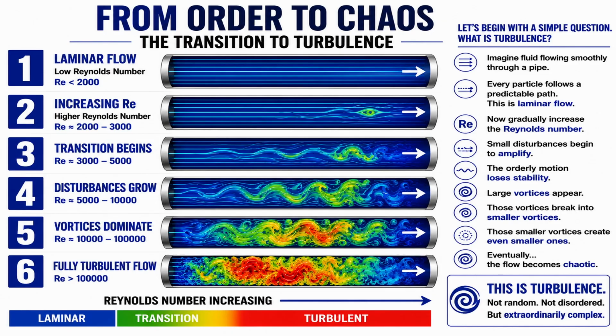What is turbulence? Imagine fluid flowing smoothly through a pipe. Every particle follows a predictable path. This is laminar flow. Now gradually increase the Reynolds number. Small disturbances begin to amplify. The orderly motion loses stability. Large vortices appear. These vortices break into smaller vortices. Those smaller vortices create even smaller ones. Eventually, the flow becomes chaotic. This is turbulence. Not random, not disordered, but extraordinarily complex.